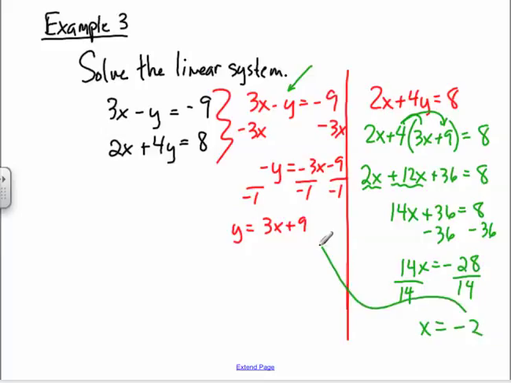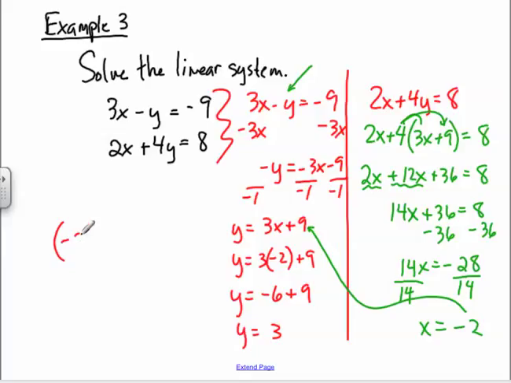Now, I always end with a little equation that tells me what the other variable I'm missing is. So it says y equals 3 times whatever x is, in this case negative 2, plus 9. So I just come back over here and I plug it in. y is equal to 3 times negative 2 plus 9. y is equal to negative 6 plus 9. y is equal to 3. So my point where these two lines intersect is negative 2, 3.